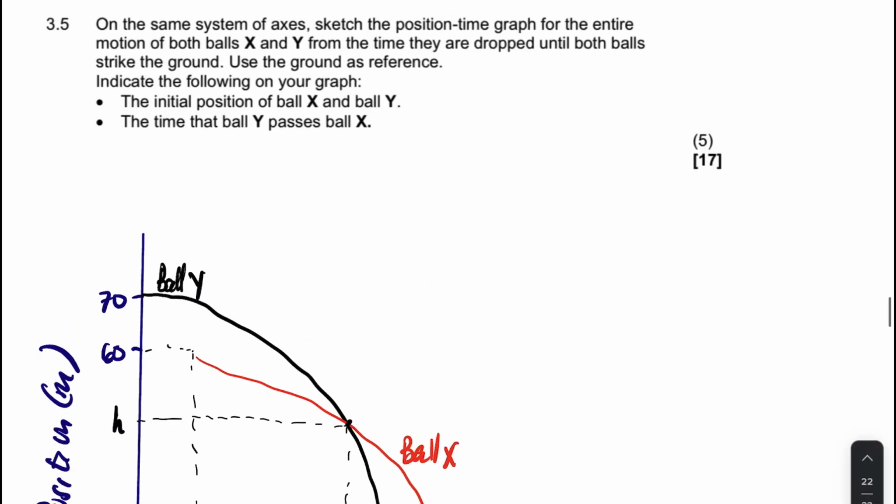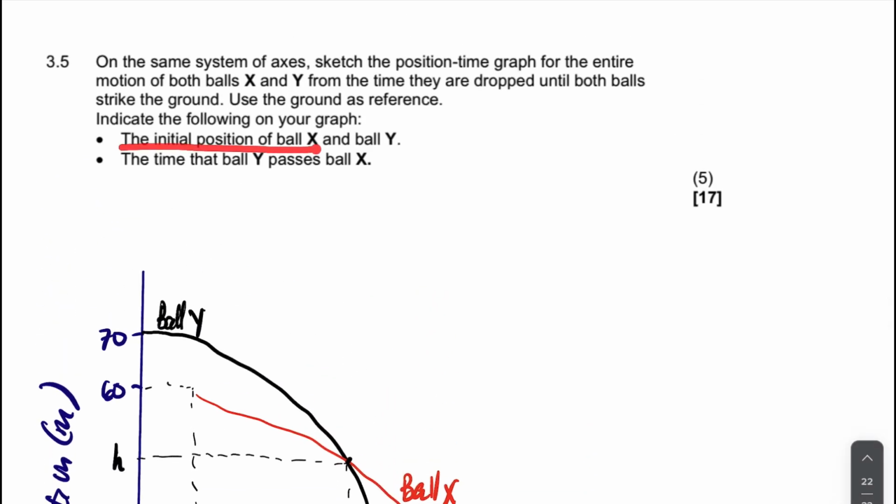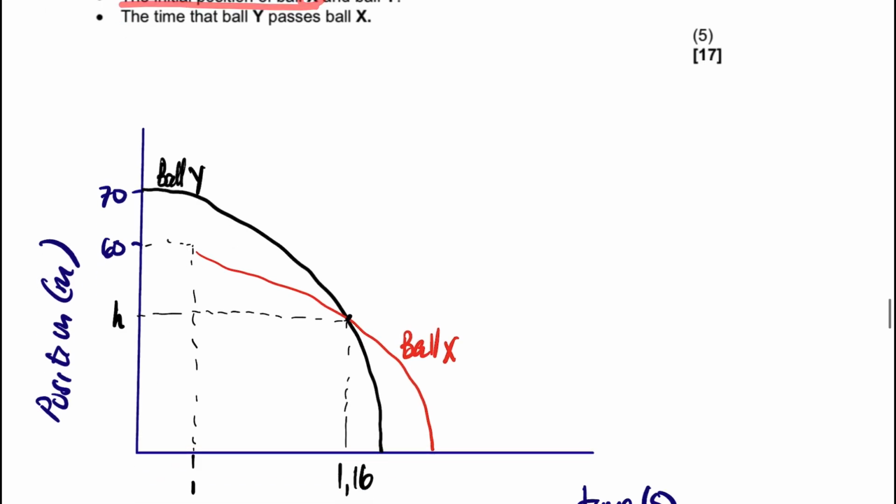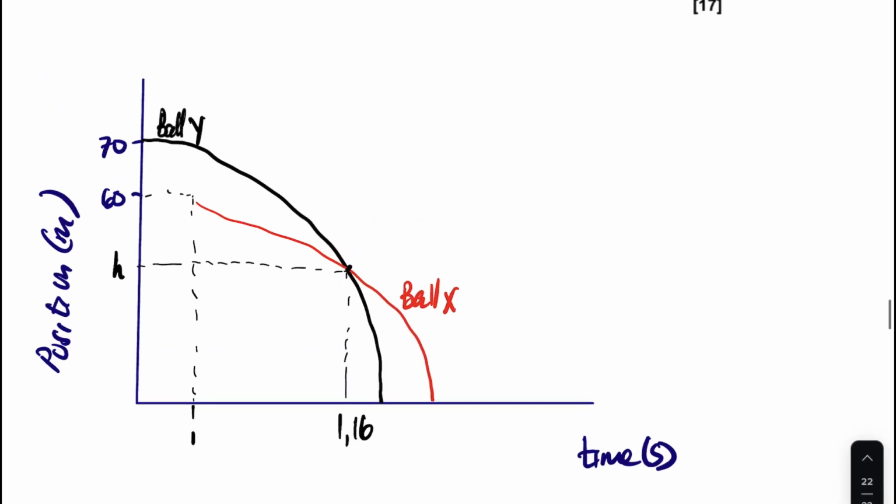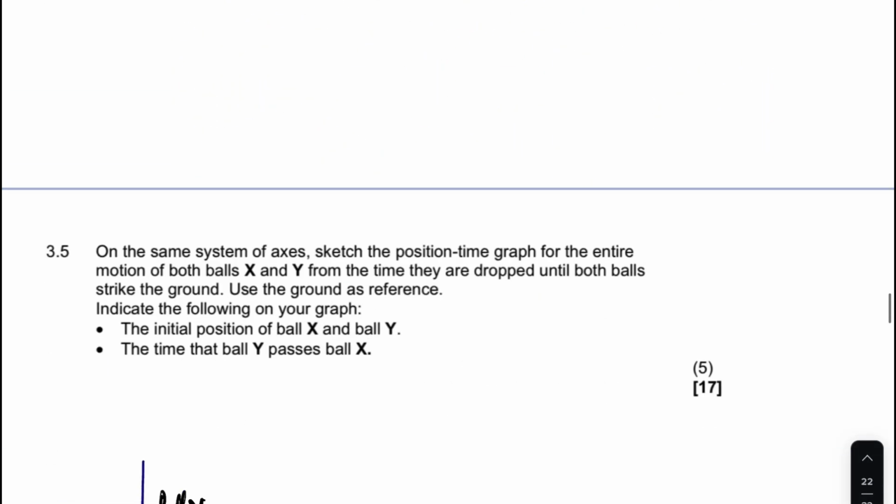So guys, that's the graph. I didn't even read what they wanted. The initial position of ball x. Here's the initial position for ball x, and then the time for ball y passes. Okay, this is the time. That's it, guys. I hope this makes perfect sense.